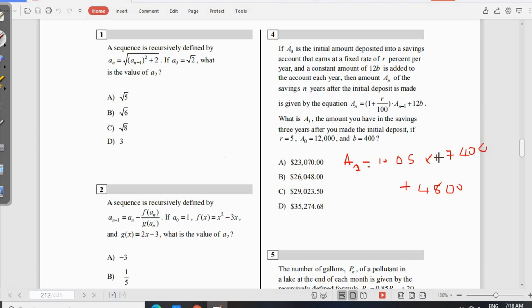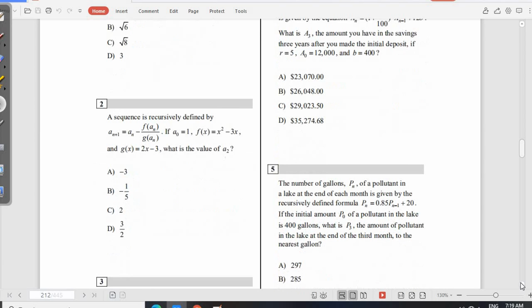The next one you have is 23,070. Now you just put it in here, 23,070, and then multiply again. So solving that, you'll have 29,023.5. That's C, and that's the answer. Let's keep going. Look at question number 5.